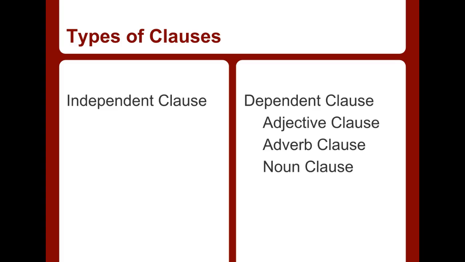When we talk about clauses, we can break them into two basic categories. We have independent clauses, and we have dependent clauses. As we're going to find out soon, independent clauses, there's only one kind. On the other hand, dependent clauses, which are also called subordinate clauses, come in three varieties. We have adjective clauses, we have adverb clauses, and we have noun clauses, and we will look at each one of them individually.